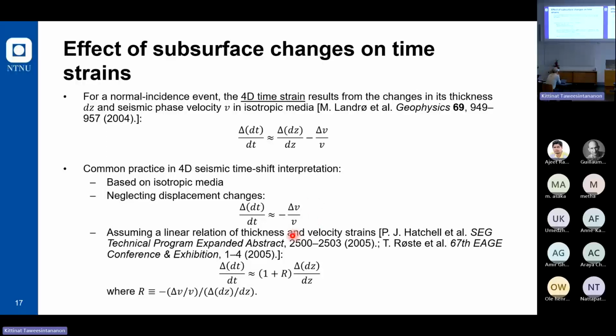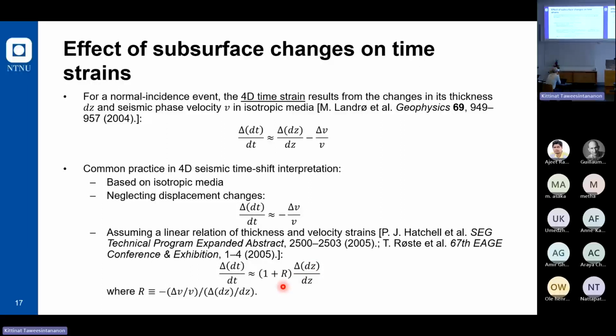So to be realistic, people assume a linear relation between thickness and velocity strain by introducing the R factor, defined as the negative ratio between the velocity strain and the thickness strain, and assume that it is constant for each rock type or rock layer. That equation can be simplified into this form, where the time strain is proportional to the thickness strain.